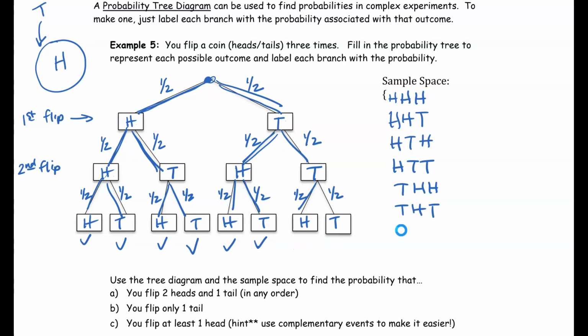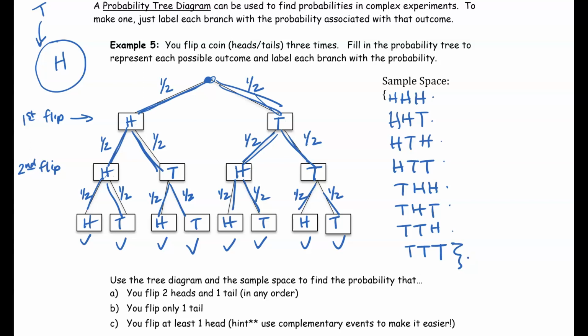Tails, tails, head, and then tails, tails, tails. And I should have 1, 2, 3, 4, 5, 6, 7, 8. So that exhausts my sample space.